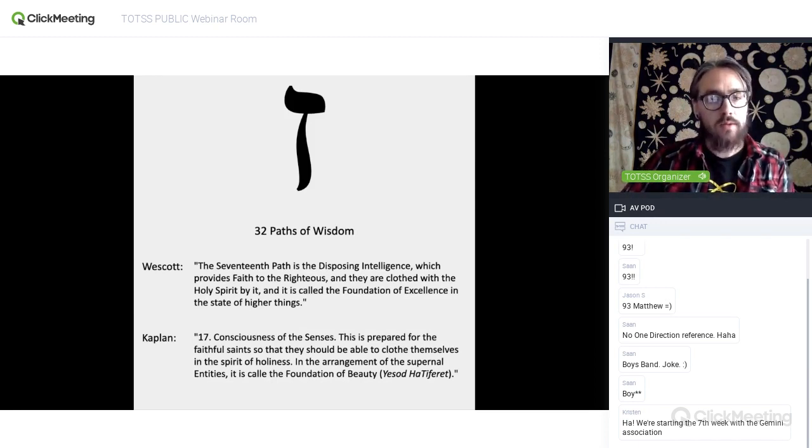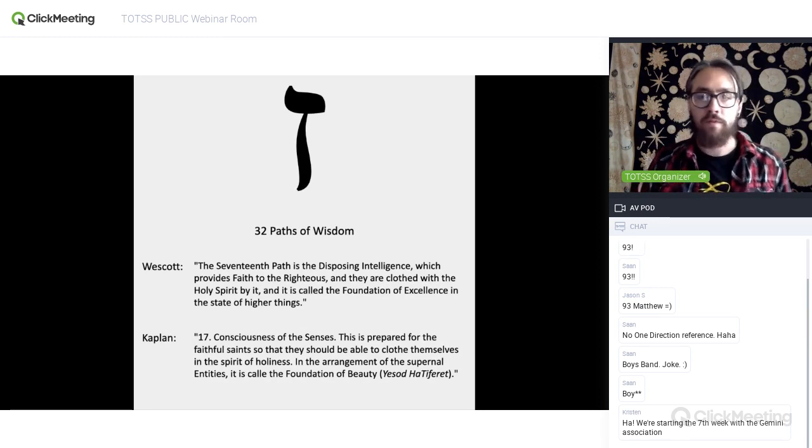All right, so Westcott gives the 17th path as the disposing intelligence, which provides faith to the righteous, and they are clothed with the Holy Spirit by it. And it is called the foundation of excellence in the state of higher things. And then Kaplan gives 17, consciousness of the senses. This is prepared for the faithful saints so that they should be able to clothe themselves in the spirit of holiness. In the arrangement of the supernal entities, it is called the foundation of beauty.